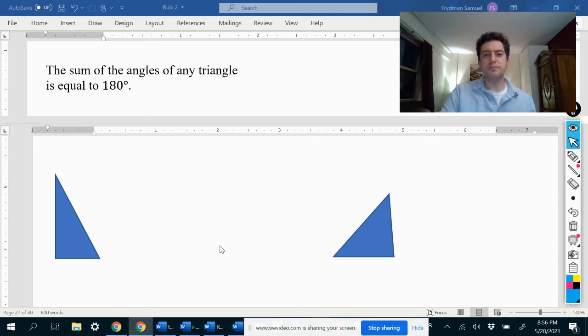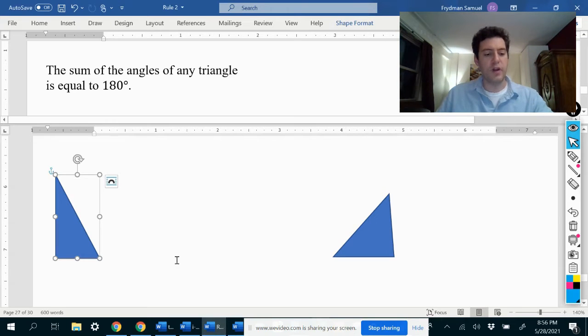To prove that, we would use transversals and some relationships about angles there, but we haven't learned about transversals. You'll learn about transversals in 8th grade. Right now we're just going to see that it's true. So I have here a couple of triangles. Let's focus on this one right now.